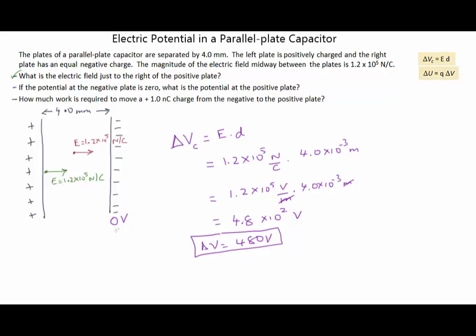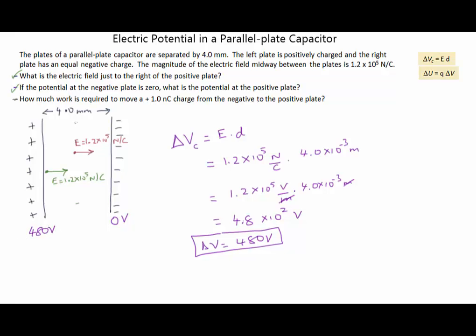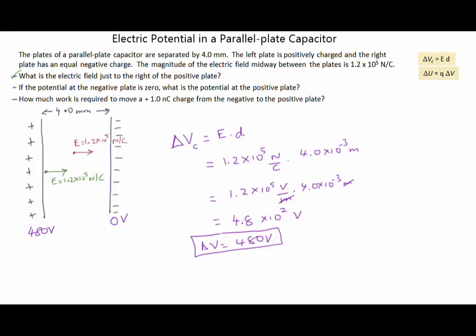And so if the potential at the negative plate was 0, the positive plate is at a higher potential by that amount. So the positive plate will simply be at 480 volts. And by the way, if the question asked for the electric potential midway between the plates along this equipotential line, the answer would be just 1/2 of this because of the linear relationship between potential difference and distance. So it would be half of 480, 240 volts.